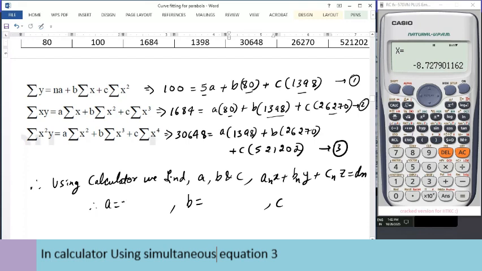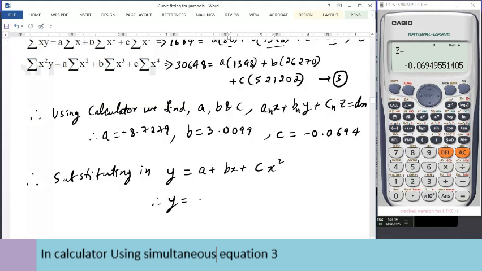So I'm going to take now minus 8.7279, equal to the y value will be our b, that is 3.0099, and the c value, yes, here we have the c value, that is minus 0.0694. So let us substitute.